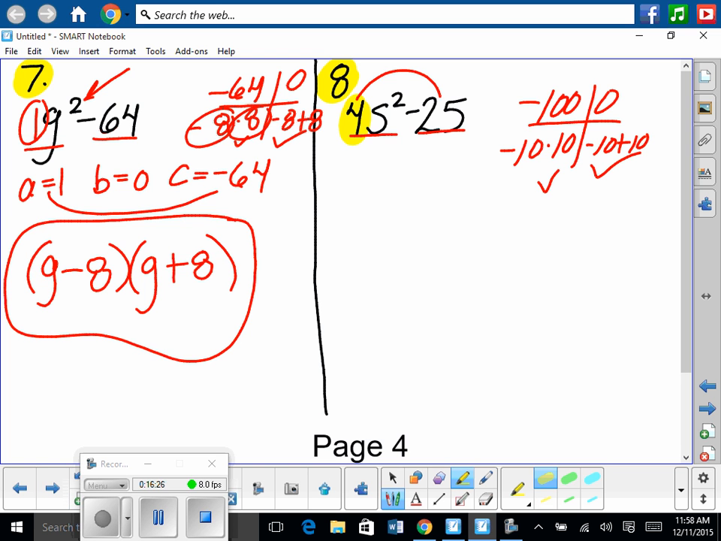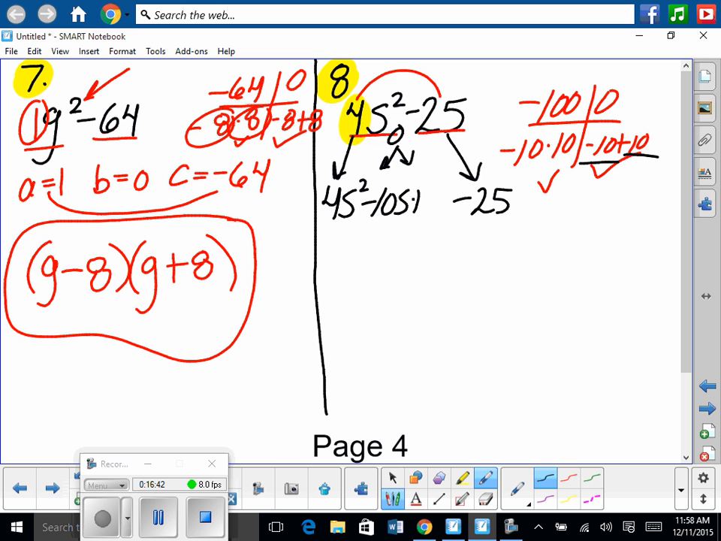Because our a value is not 1, we have to drop and break. So we drop down 4s squared. We drop down negative 25. And our b value that was missing in here, we break down. So drop and break and write it as these two factors, so negative 10s and positive 10s. Then you throw parentheses around the first two, around the second two.